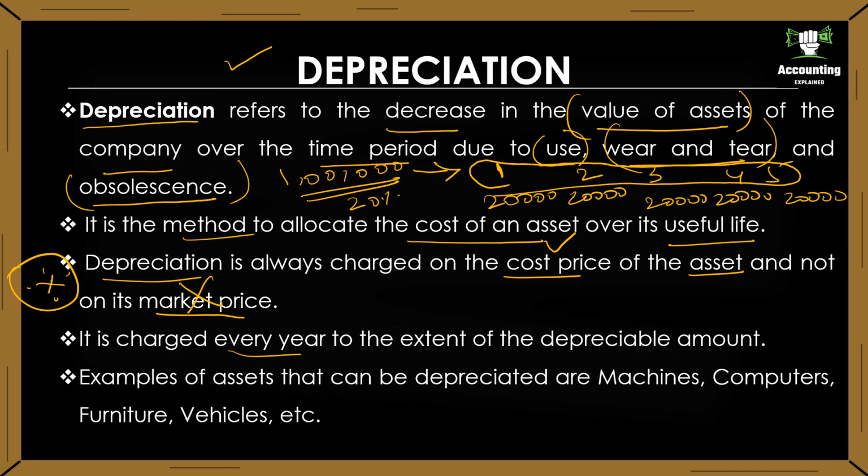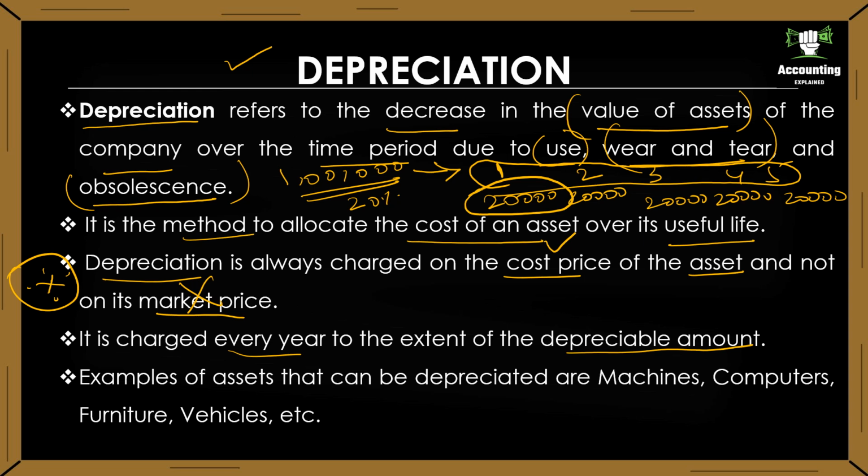It is charged every year to the extent of the depreciable amount. So in this example, what is the depreciable amount? It is 20,000. So you should charge depreciation only to the extent of 20,000. It should not be lesser than that, nor should it be more than that.